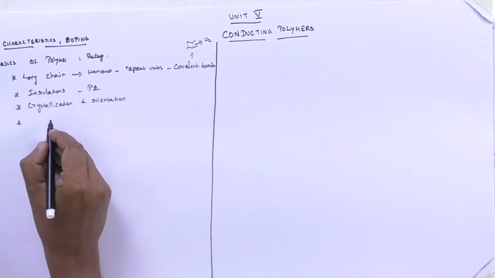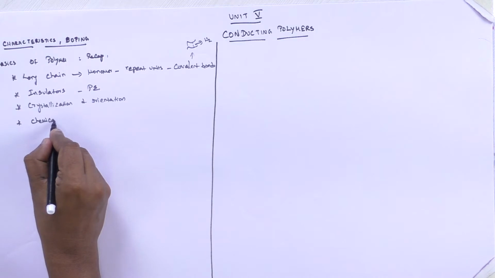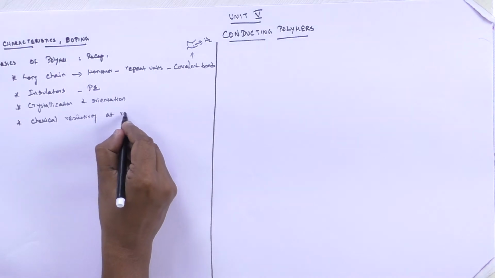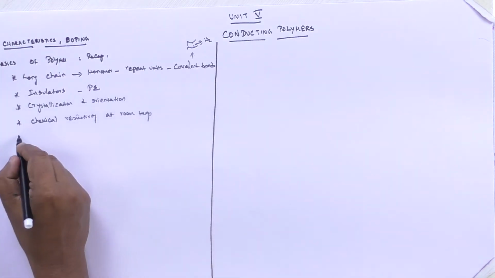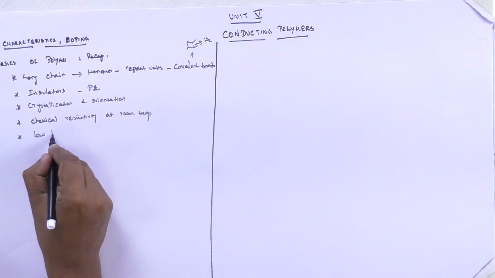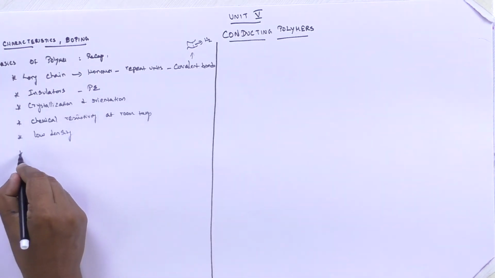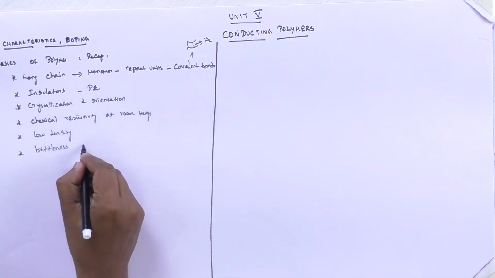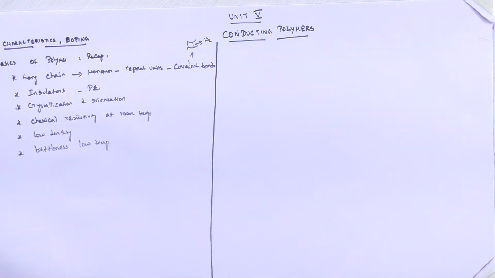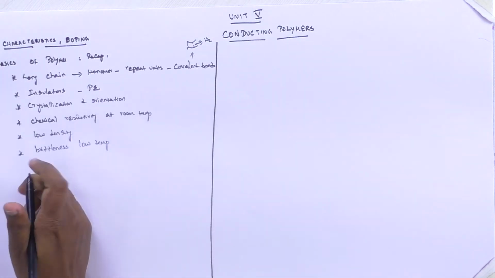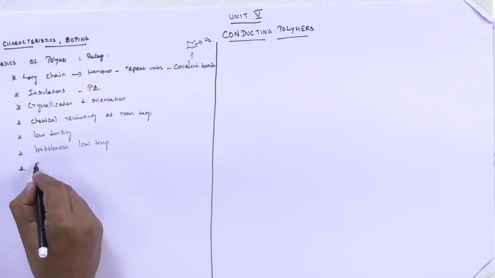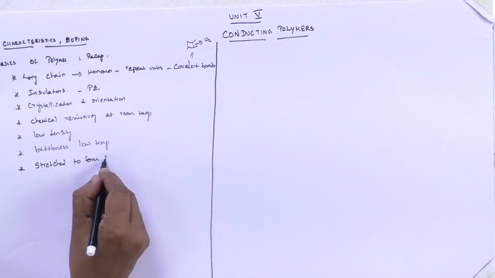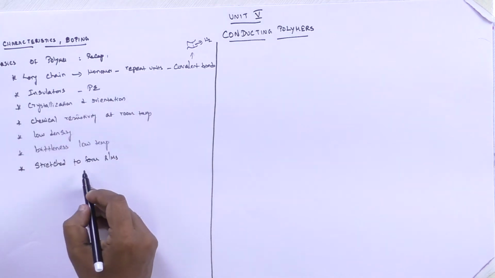And polymers have good chemical resistivity at room temperature itself. They also have low density. Polymers have brittleness at low temperatures, and they can be stretched to form films. So these are some of the basics of polymers.